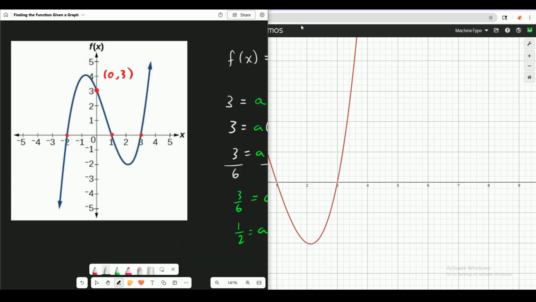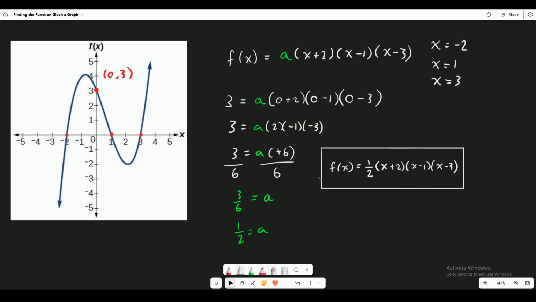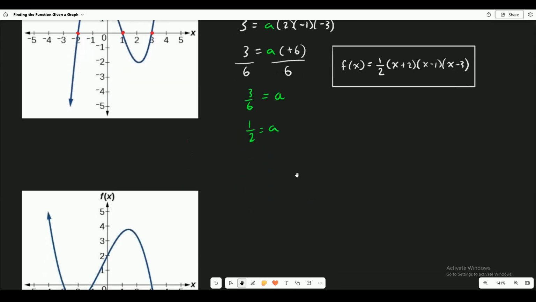All right, so let's do the next one now. We have a few problems to go over so that everything becomes clear. So that's our first one. Let's do the next one now.